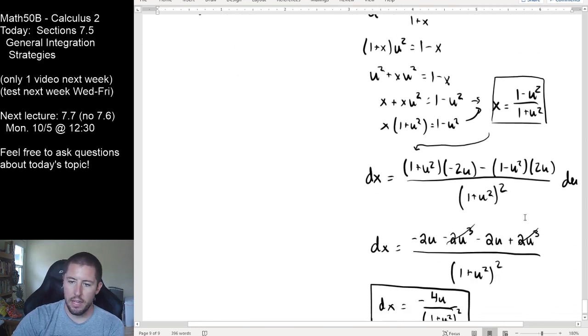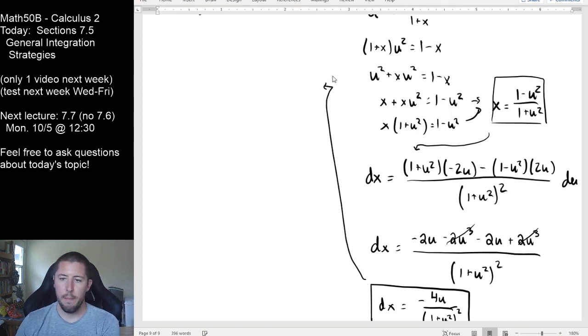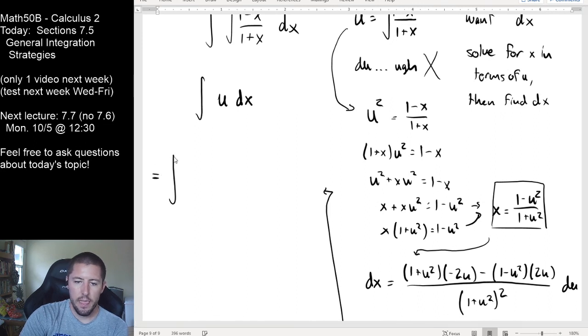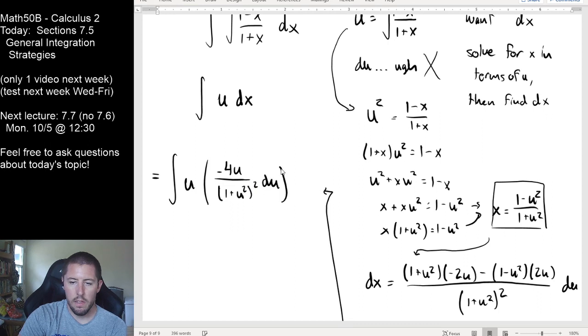And I now think that based on these things, I can come back to my integral and work on some parts here. It looks like we've at least rewritten this beast as u times negative 4u over 1 plus u squared squared du. That was my dx right there. And it looks like we can now rewrite this. I'm going to pull the negative 4 out front.